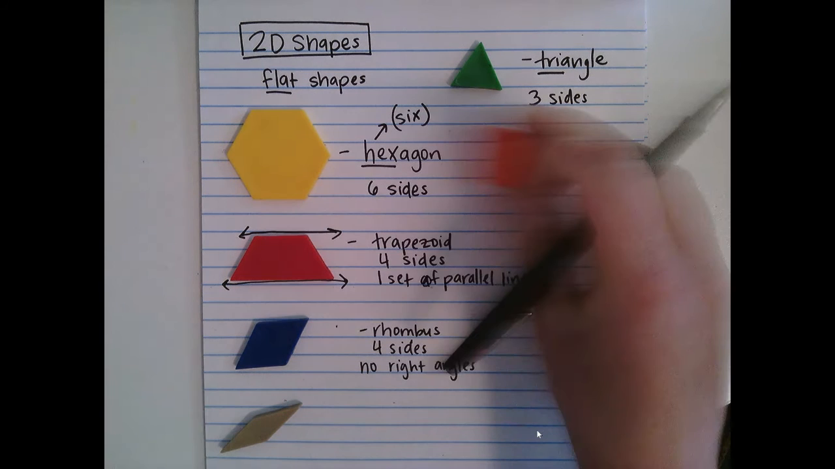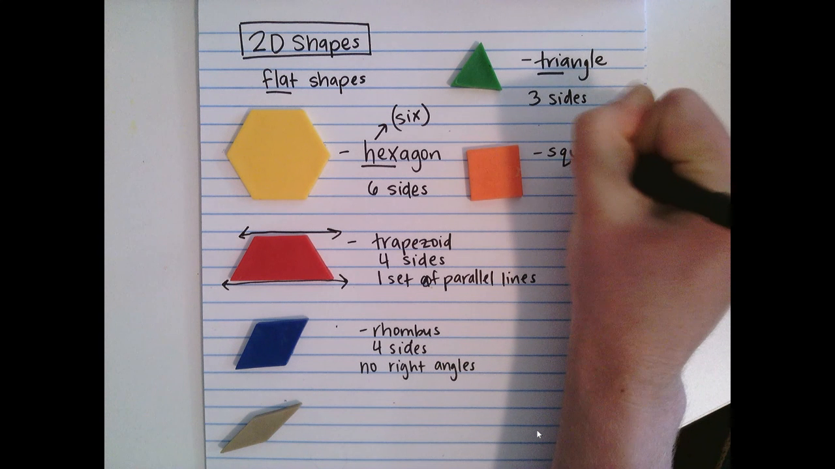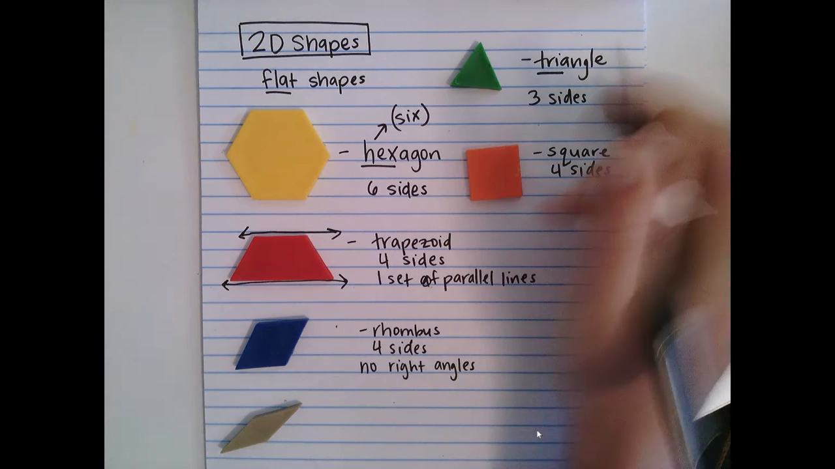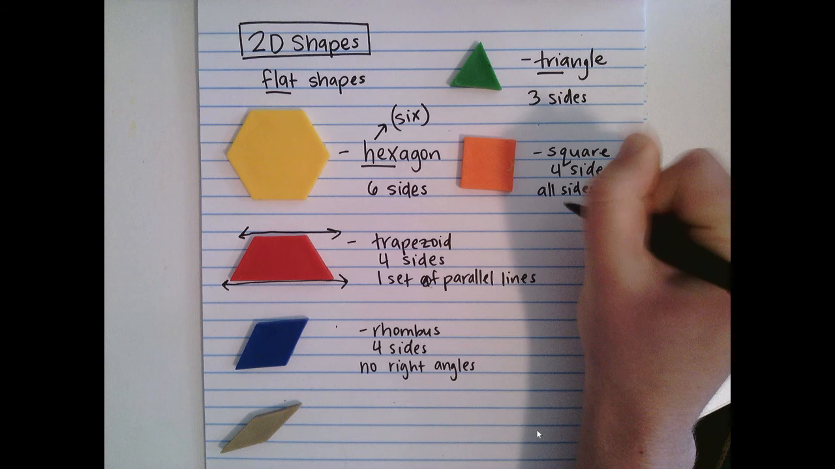Last but not least, my pattern blocks, I have the square. We know this one has 4 sides, and all the sides are exactly the same. That's what makes it a square. That's what makes that one special.